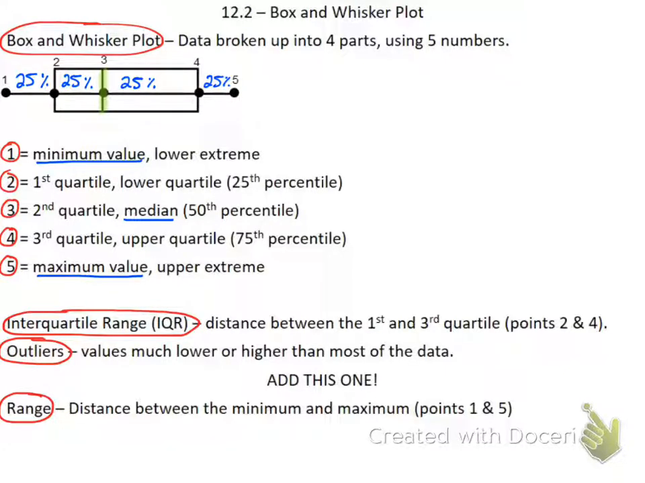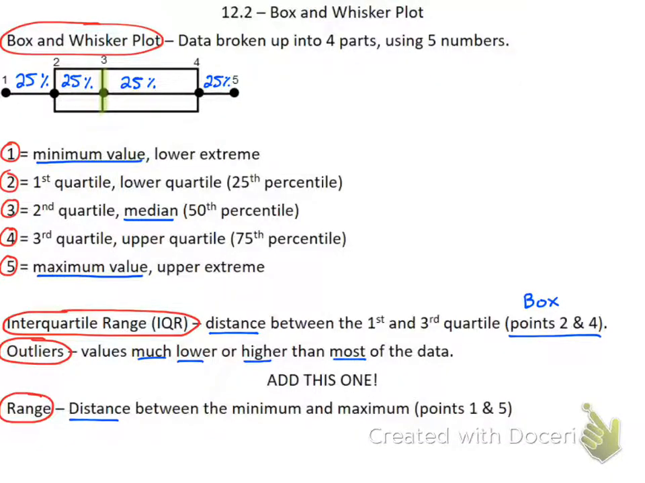The interquartile range is just the distance between the points 2 and 4. It's basically just the distance of your box, how long the box is in your box and whisker plot. Outliers are going to be values that are much lower or higher than most. So you're talking about everyone in a class gets a C, and then one person gets 100%. That's an outlier because they're the one person that's different than the rest. If everyone gets a C again, and then someone gets 5%, he or she is an outlier because his point is so much farther away from the rest.